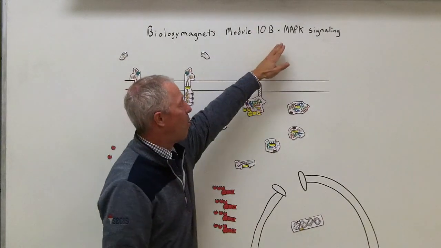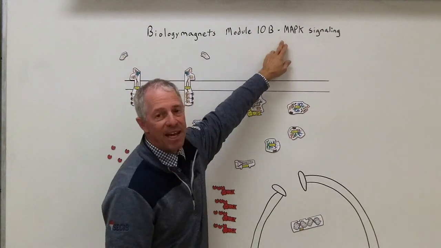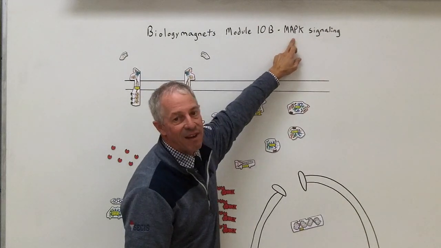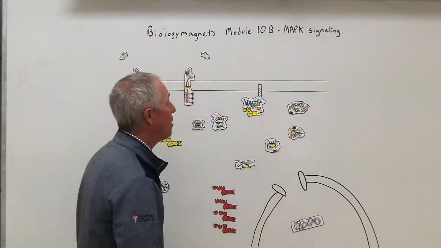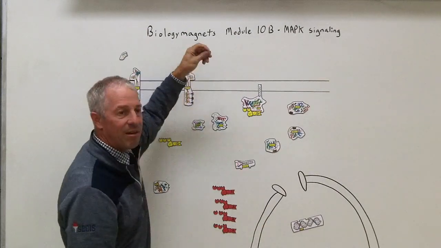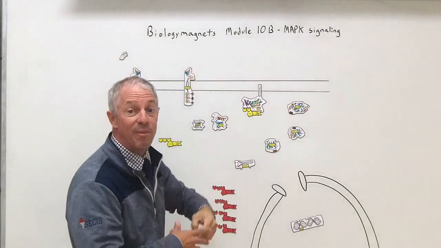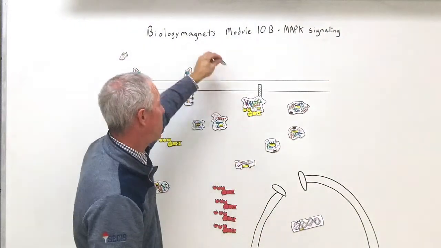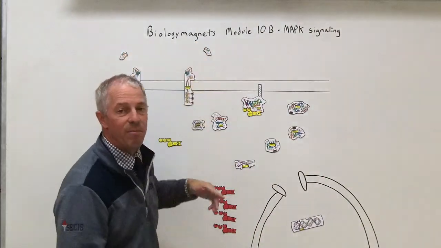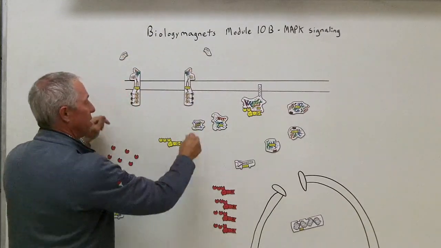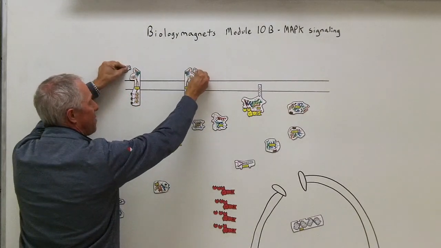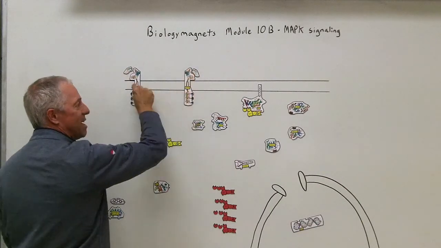That's why it's called MAPK. MAPK stands for mitogen activated protein kinase, where a mitogen is a molecule that causes mitosis, that causes cells to multiply. So these are considered to be mitogens. Epidermal growth factor is the name of these proteins. And they're received by proteins in the membrane.